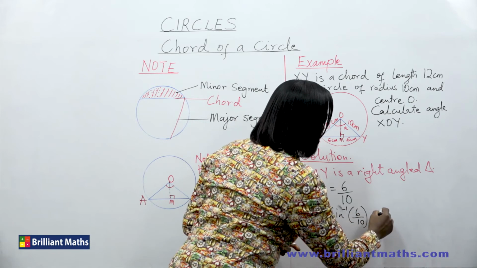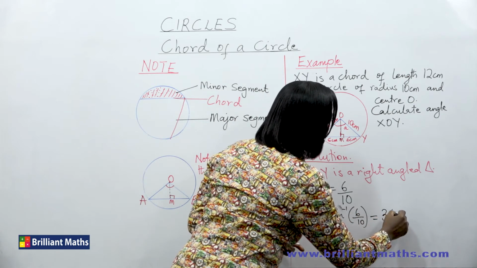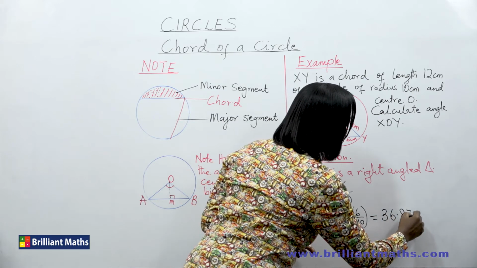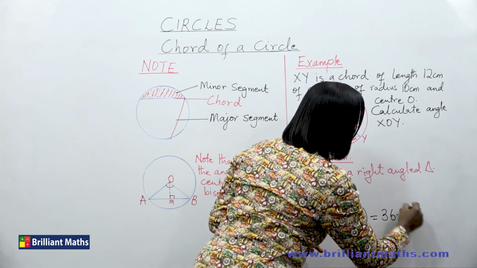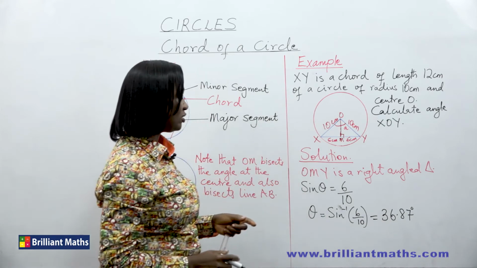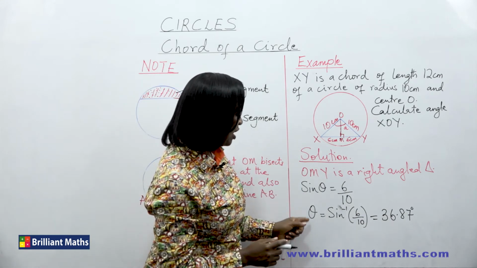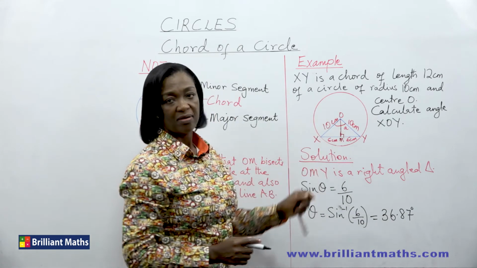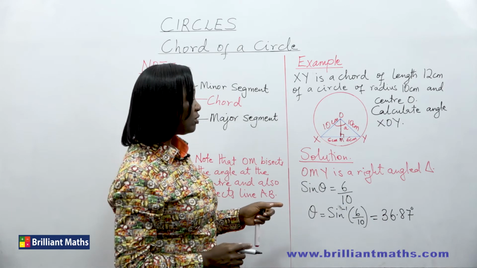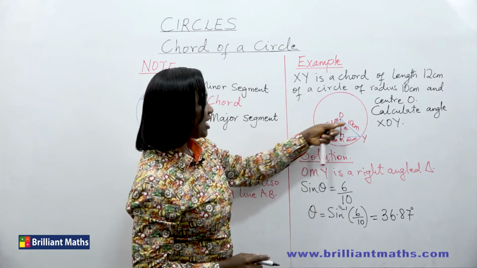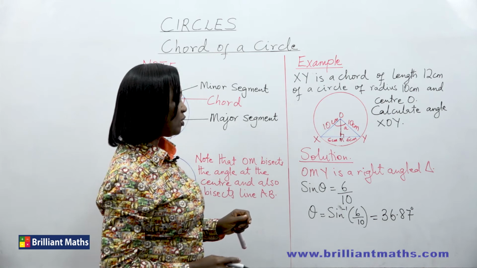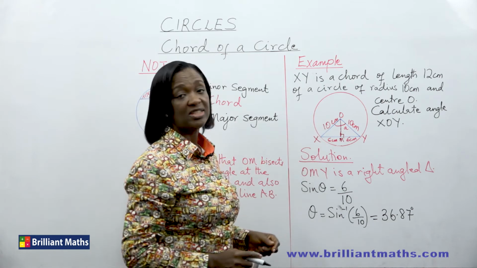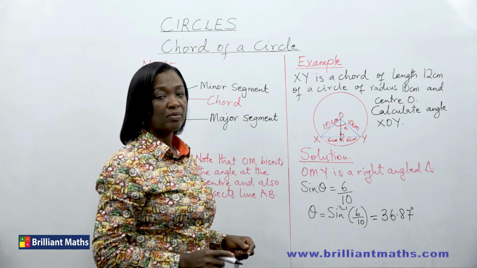So theta is equal to 36.87 degrees. Theta is an angle. But remember that in this case, our theta is our A. So the total angle at the center there will be 36.87 times 2. Try that out.